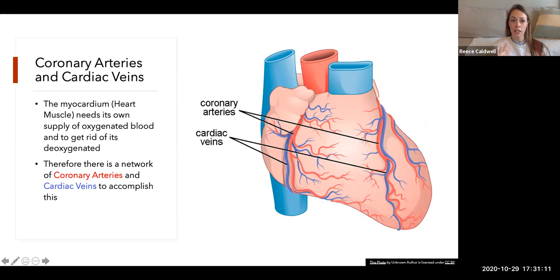So this is where it might get a little confusing for some. So if you're not listening now, definitely want to listen here because it's kind of tricky. But what we see is that the myocardium, which is the muscle of the heart, our heart is a muscle. Remember, we looked at the 3 muscle tissue types. We had cardiac, skeletal, and smooth. Well, we're looking at the cardiac muscle now, which again was involuntary and striated. And what we see is that it itself needs its own supply of blood. And therefore, we have a network of coronary arteries and cardiac veins to accomplish this.